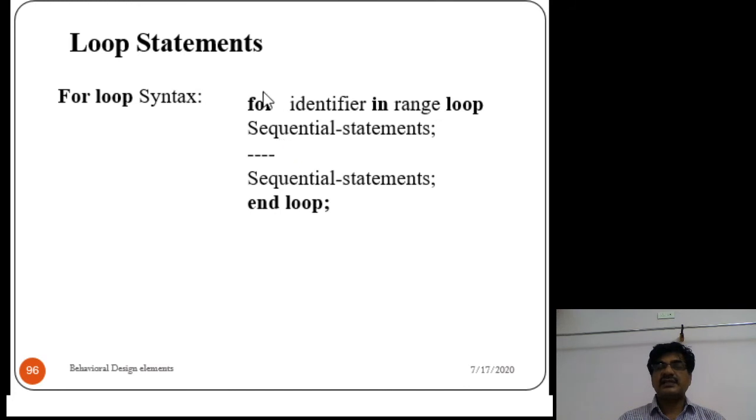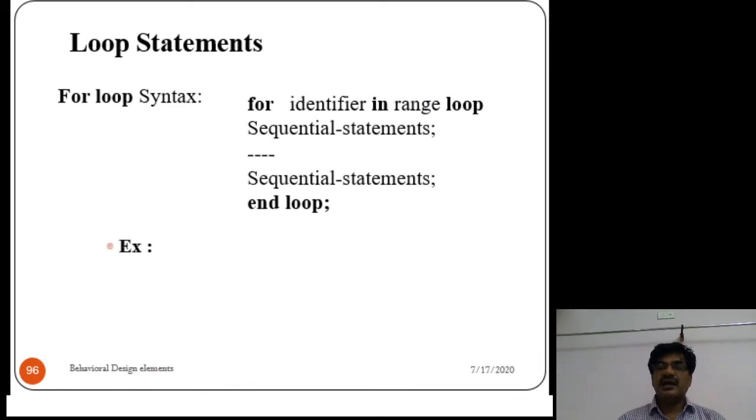So the syntax here is: for identifier in range loop, followed by the sequential statements, and end loop. The number of times the loop is executed is represented in the range.